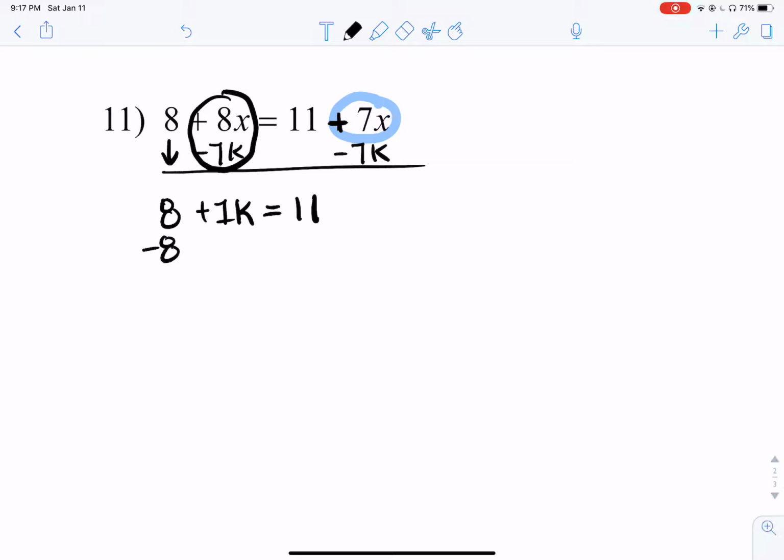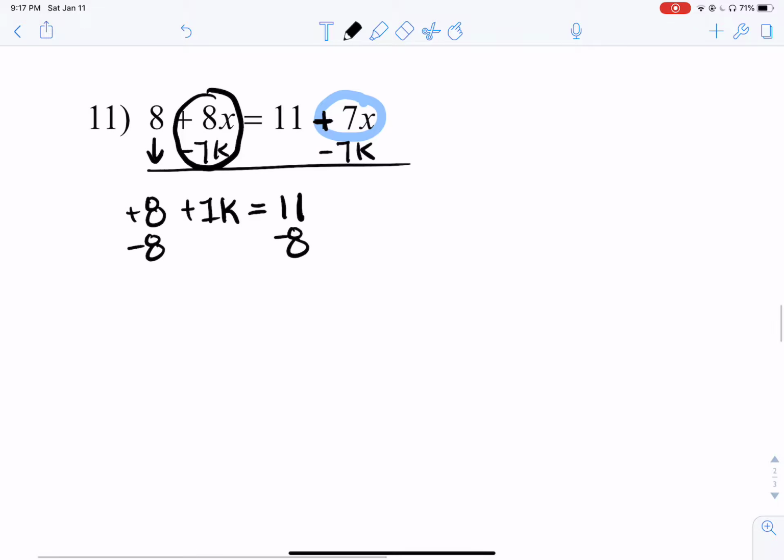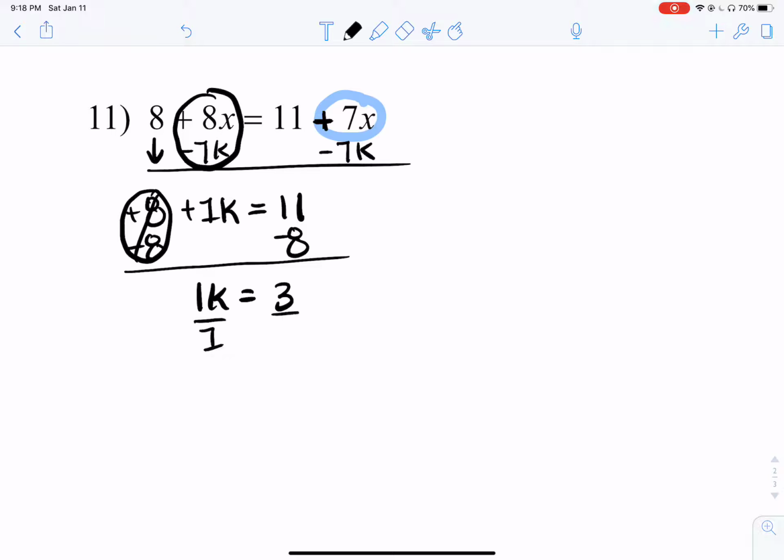We now subtract the constants. Since there is an assumed plus sign in front of it, that means we're going to subtract it from both sides. So these two operations of adding and subtracting cancel each other out, and 1k is equal to 4. I'm sorry, 3, not 4. 11 minus 8 is equal to 3. So now we divide again by 1, and k is equal to 3.